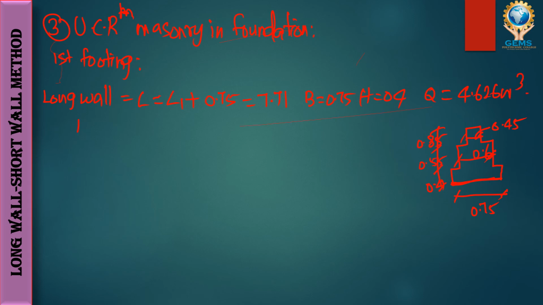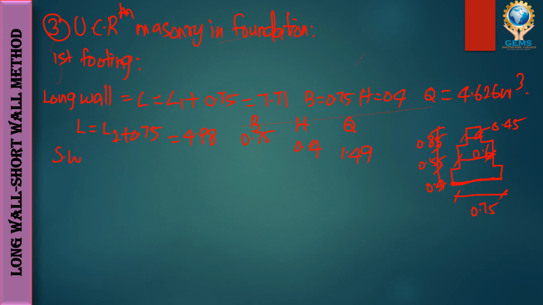Okay, so for L2, how will you get the length? L2 plus 0.75. So what will we get? We will get 4.98. Then the breadth is 0.75, then the height is 0.4. So we need to calculate the quantity. So the quantity is 1.49 for L2.